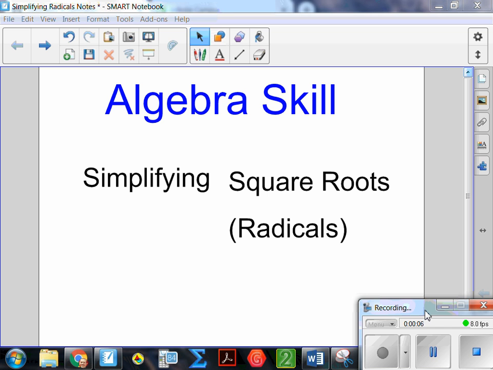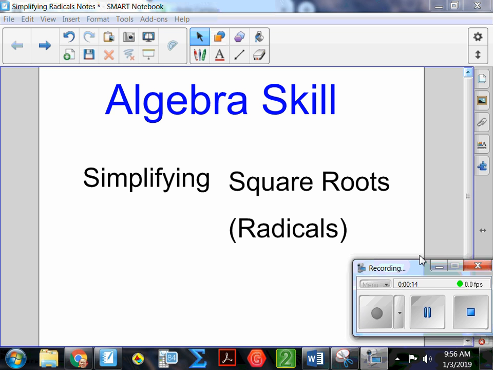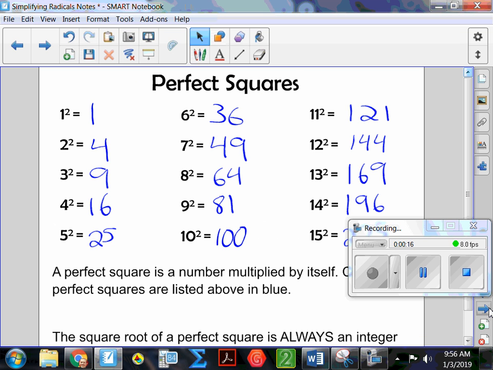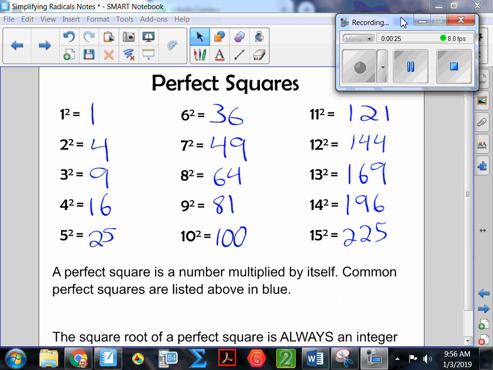Okay, this video is for teaching how to simplify square roots or simplify radicals, that's specifically square root radicals, as an algebra skill. We're going to use as this first strategy the idea of working with perfect squares. So here's a list of perfect squares from 1 through 15, and the list would continue on, 16 squared, etc.